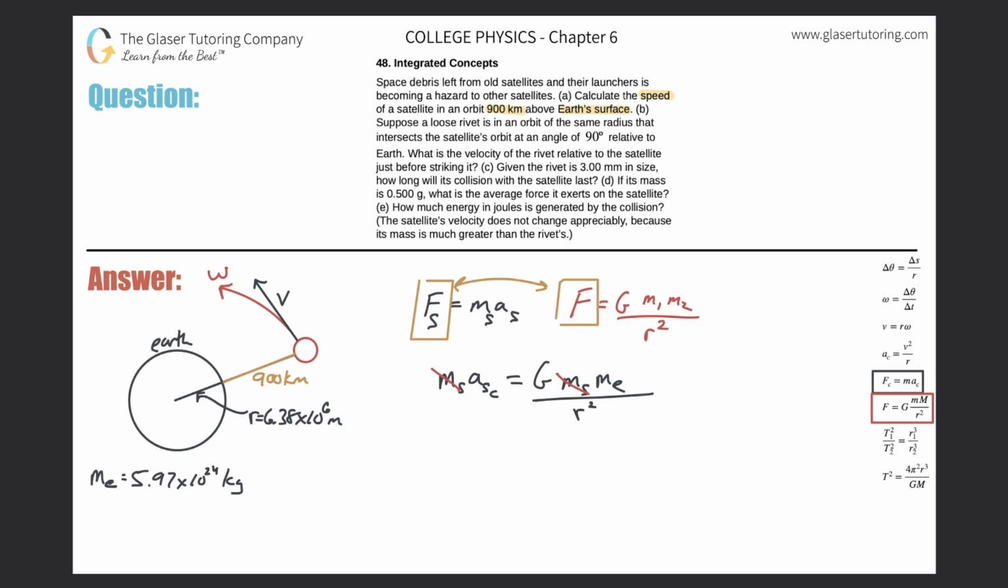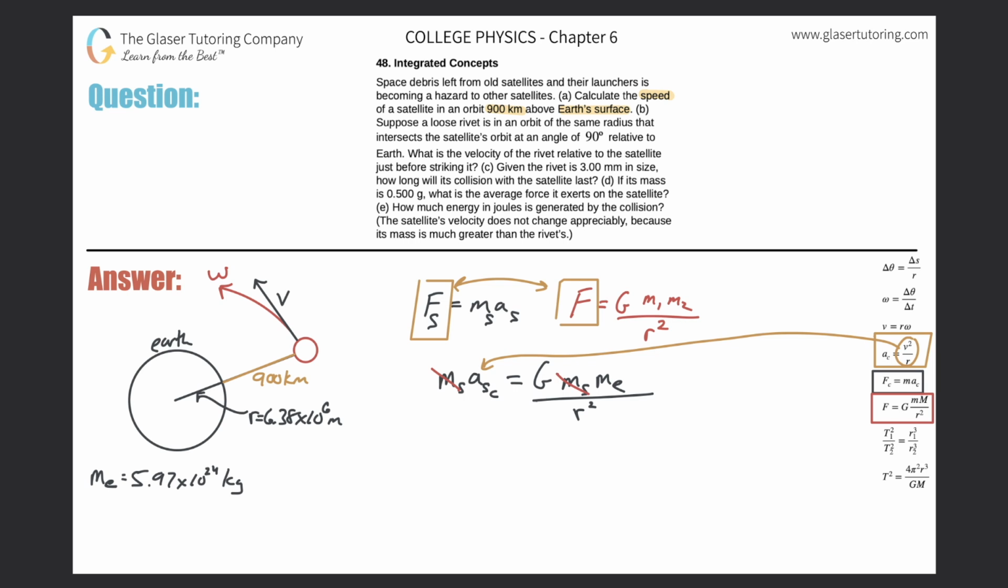That's great, but remember, we want to find the speed of the satellite, meaning the linear speed. I don't have linear speed in here, so I'm trying to figure out what variable relates to it. I do know a relationship between centripetal acceleration and linear velocity, via this equation. So what I'm going to do is take that equation and plug it in for a_c.